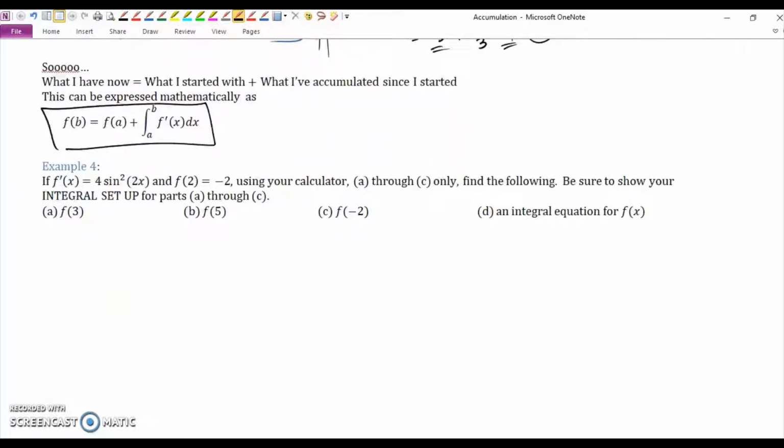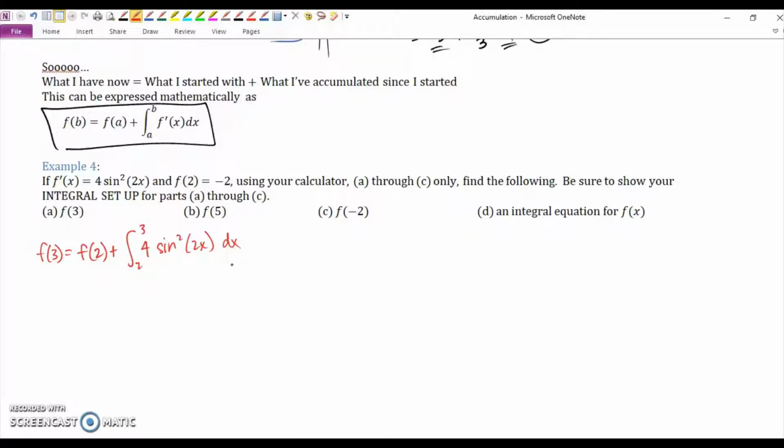So let's see what we got here. In this example, using your calculator, find the following, but be sure you set up your integral part. All right, so if I'm going to find the following using a calculator, that's not such a spooky thing. I'm going to say f of 3 is equal to, now what did we have? We had f of 2. So it's f of 2 plus what we've accumulated from 2 to 3 of 4 sine squared 2x dx. And there's my integral setup for that one.